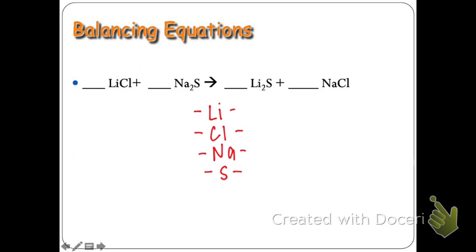Okay, on the left side, how many lithiums? 1. How many chlorines? 1. Sodium? 2. And sulfur is 1. All right, on the right-hand side, how many lithiums? 2. Chlorines? 1. And sodiums? 1. And sulfur? I think just 1, right? Because there's no coefficient or subscript right there, so just 1. So I'm just going to look at my list now and say, where's an easy change that I can make?